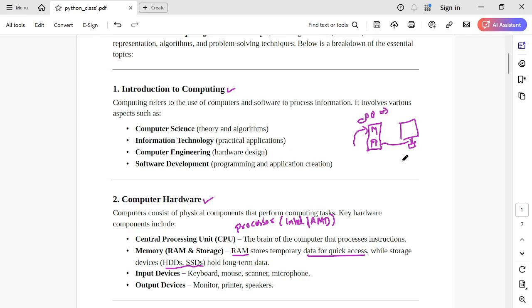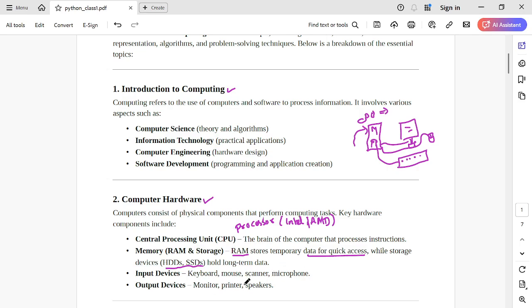So for giving the input to the monitor, we need some input devices like keyboard as well as mouse, right? So these are the devices we are connecting to the system such that whatever you are typing will be displayed in the monitor, right? So that is known as input devices.